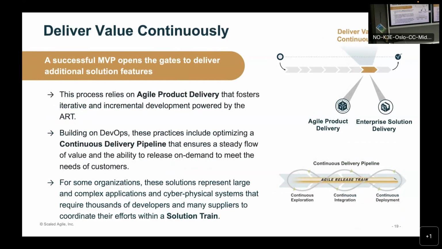And also when you have products in place and you are continuing to invest in them, you also need to be able to deliver value continuously. And here's where SAFe uses the concept of the continuous delivery pipeline, which is based around DevOps, where you get the agile product delivery cycles to happen. And if they are really big solutions, then you will have a solution train instead of the ARTs. But they will also utilize a delivery pipeline to be able to have the agility to get the products or the value to the customer.